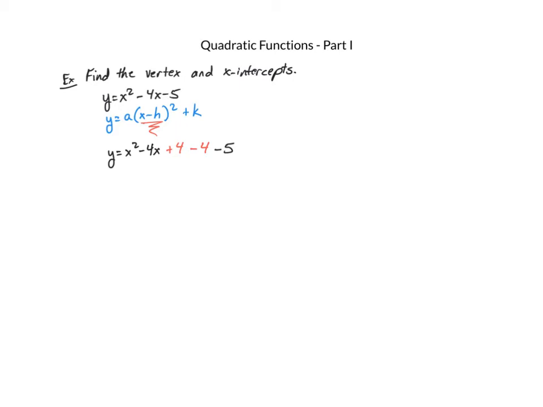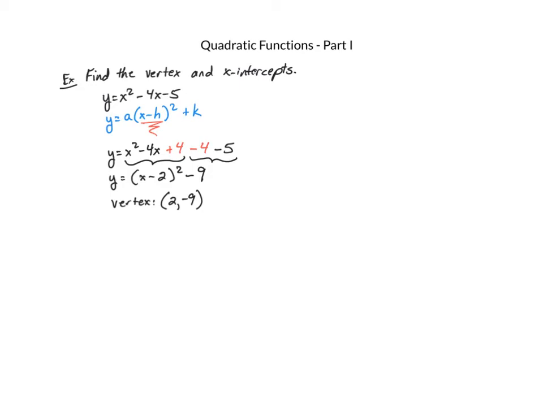And now we have completed the square right here. So we'll rewrite the equation as x minus 2 squared, and then we'll do the arithmetic right here. That's -9, and we have the equation in vertex form. So our vertex is looking at us. It will be 2, -9.